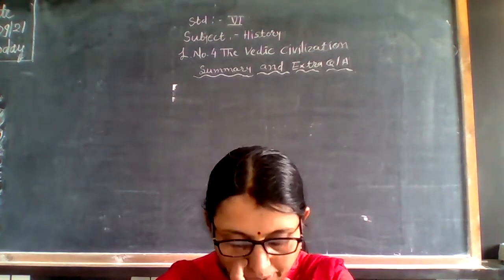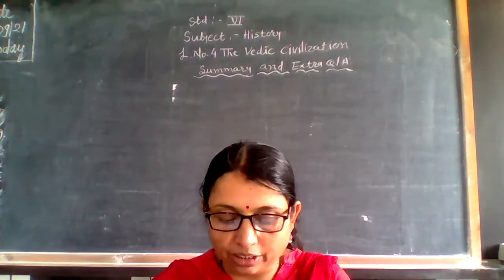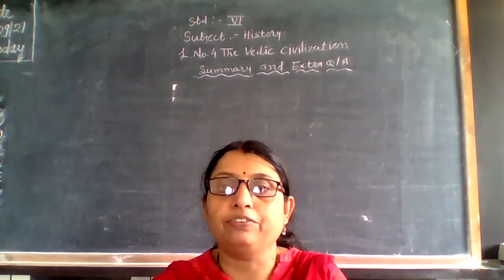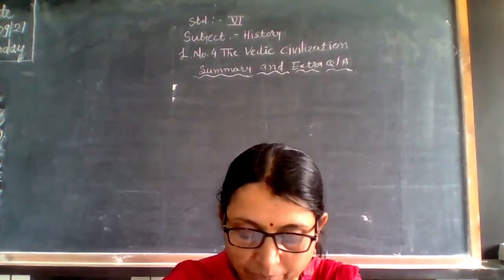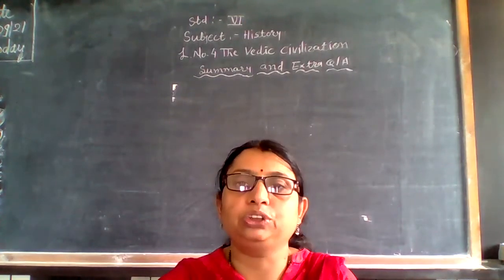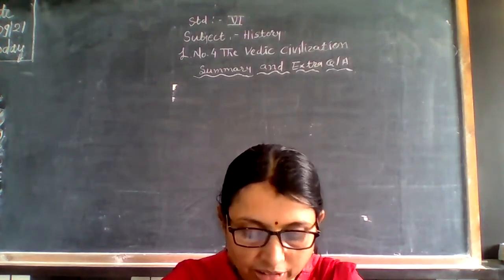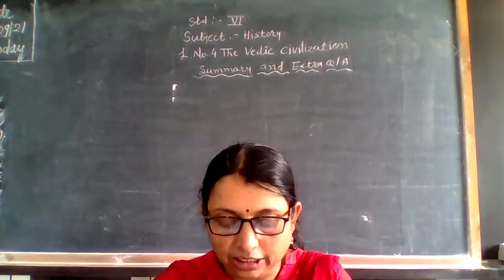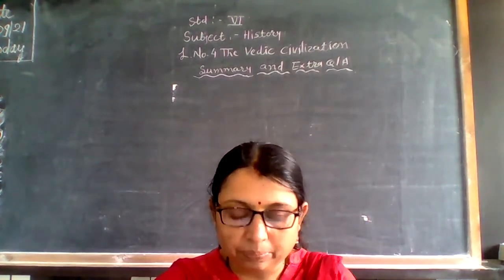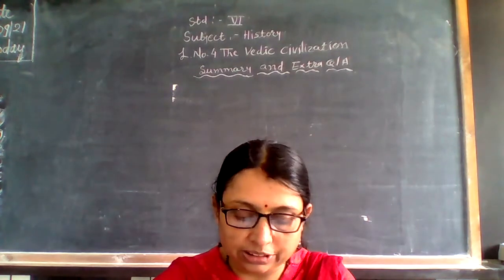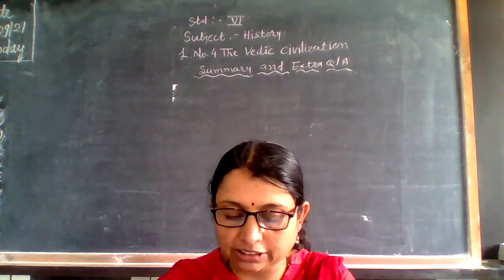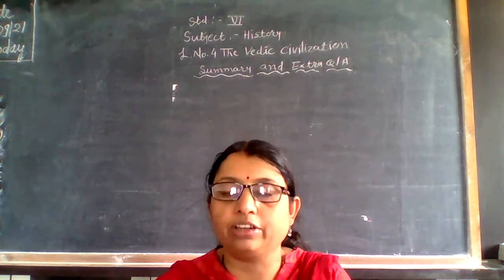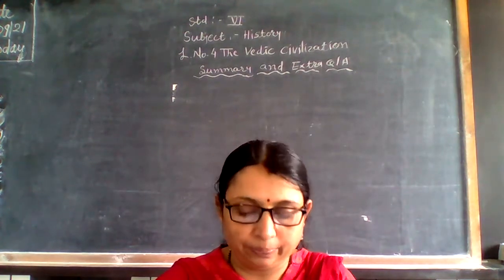Okay, now the varna system. There were four varnas or classes in the Vedic society. They were Brahmin, Kshatriya, Vaishya, and Shudra. The varnas were based on people's occupations. Later, they were determined by birth. This gave rise to the caste system and led to inequality in society.